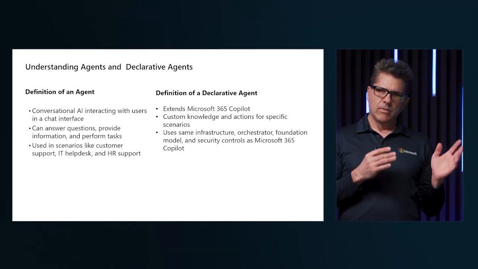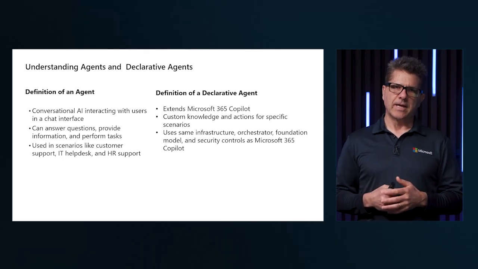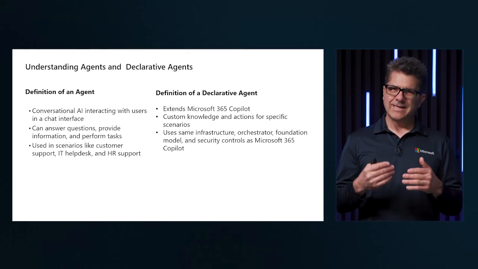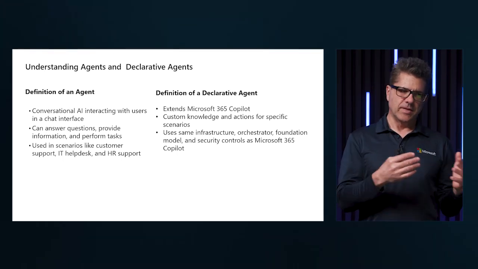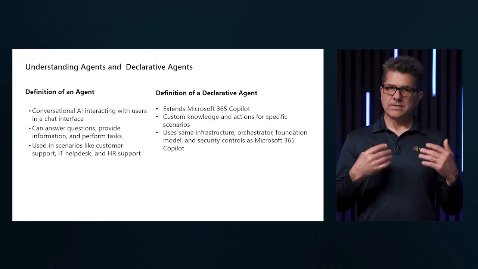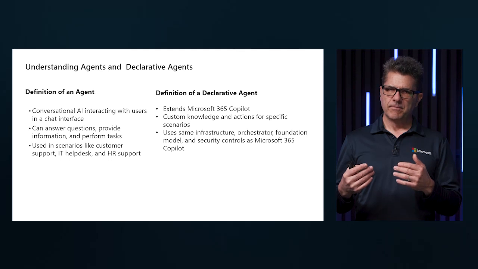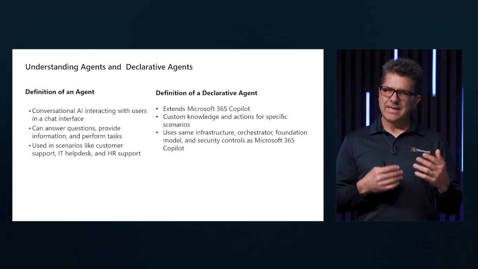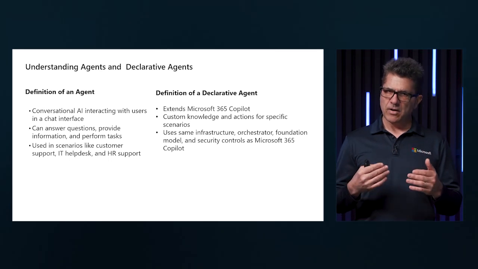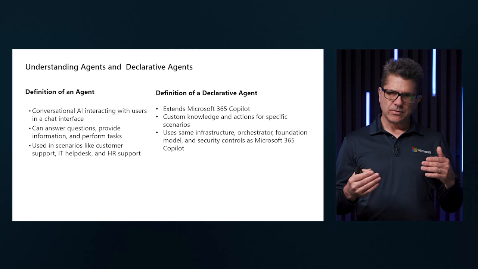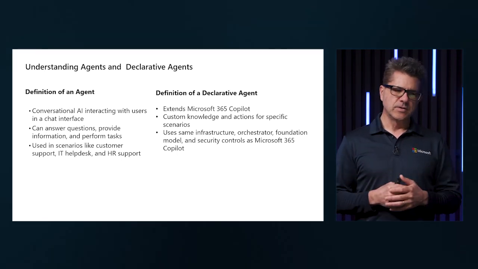As we look at the very first learning path, declarative agents are conversational AIs, so that they interact with the users. We see this chat interface for this configuration. They can answer specific questions, provide information. They can also perform tasks. We saw the declarative agents are extension to Microsoft 365 Copilot, using custom knowledge, using actions, tailored to specific scenarios, and ensure the consistency of that user experience.